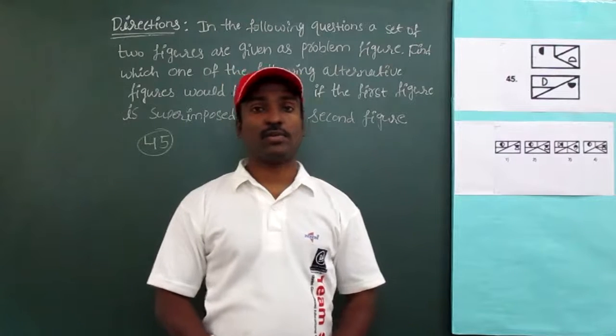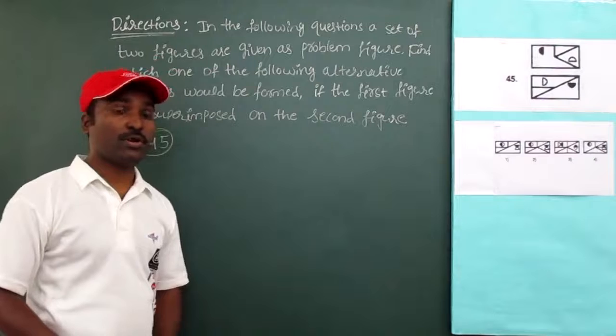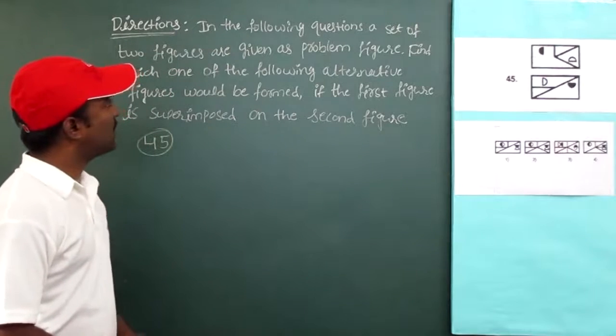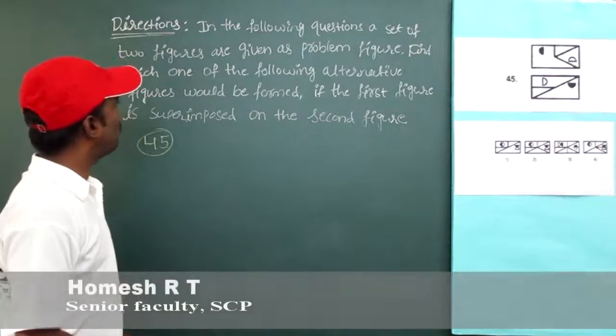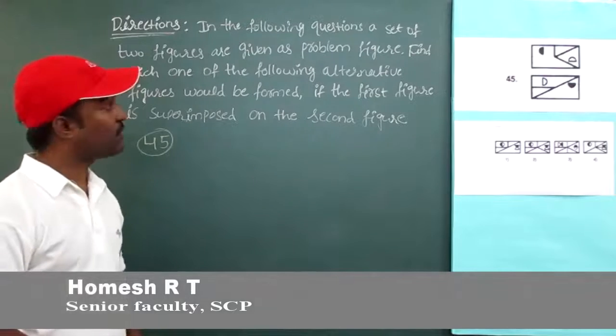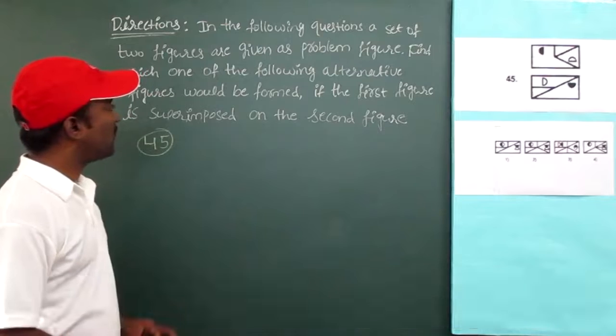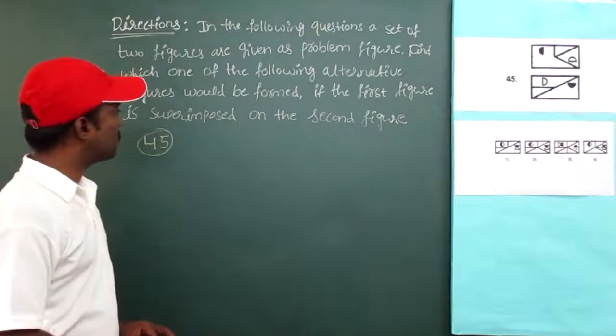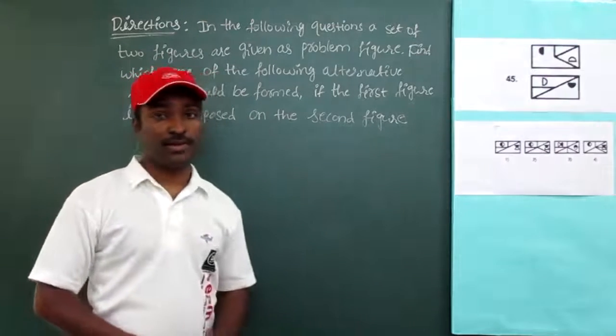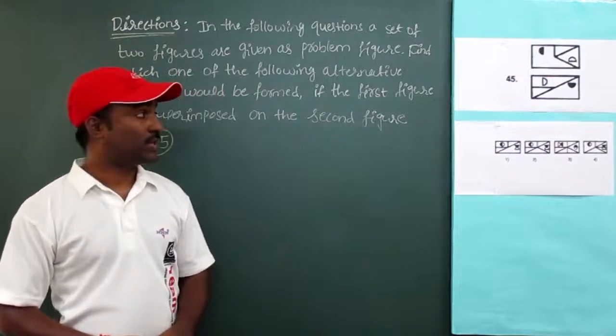Well friends, here is problem number 45. Before moving to the problem, I will read the given direction. In the following questions, a set of two figures are given as problem figure. Find which one of the following alternative figures would be formed if the first figure is superimposed on the second figure. So this is the given direction.